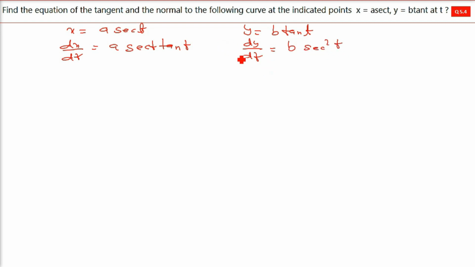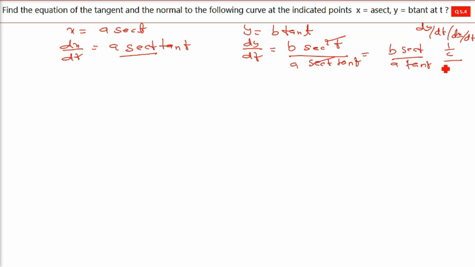Now dy by dx we have to compute. dy by dx will be equal to dy by dt divided by dx by dt. Just take this and put it in the denominator. I'm just making it shorter. So one sec you can cancel. b sec t divided by a tan t will be the differentiation. That is dy by dt.